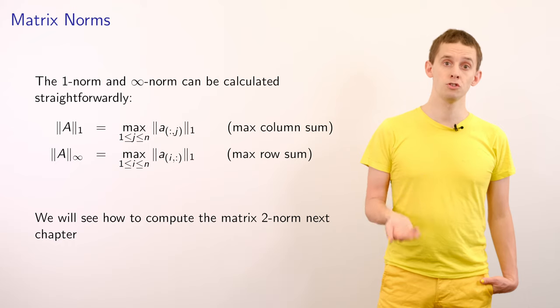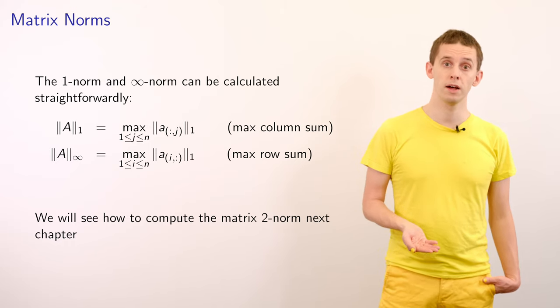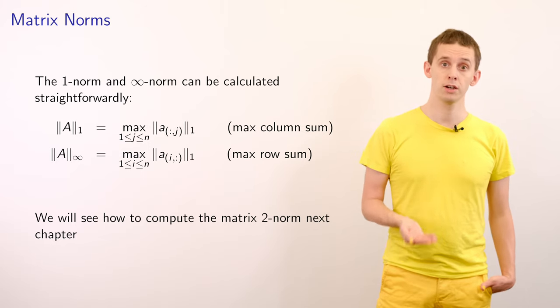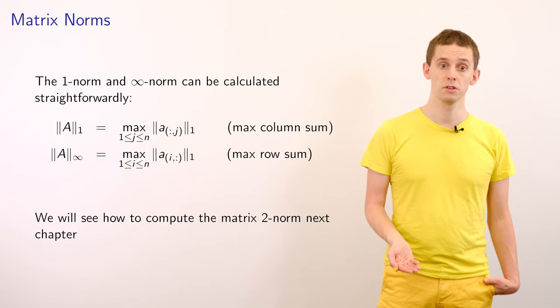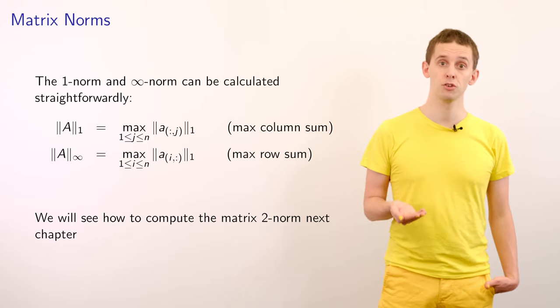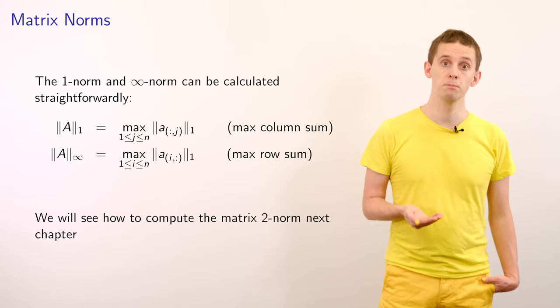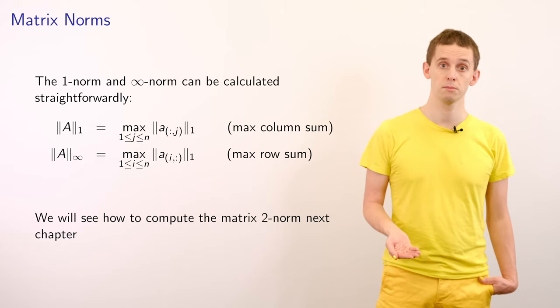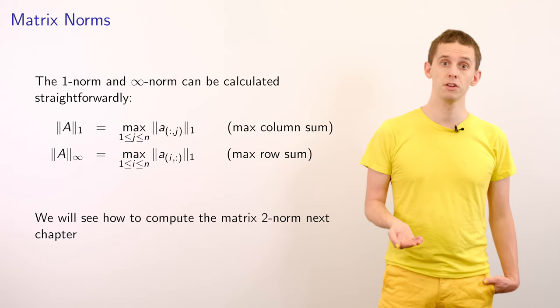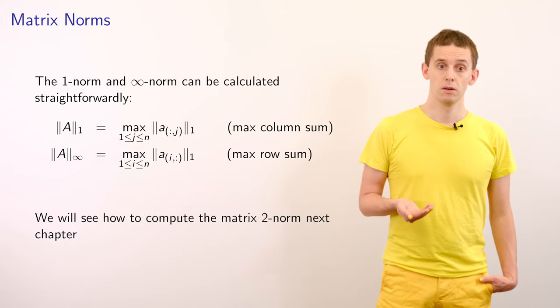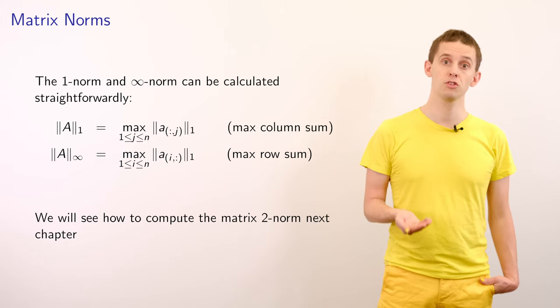So if we look at these induced norms, then it turns out that the induced norms corresponding to the vector 1 norm and vector infinity norm actually work out to have some simple expressions. The induced matrix 1 norm works out to be the maximum column sum over all of the magnitudes of the components in our matrix. Similarly, the induced infinity norm of a matrix works out to be the maximum row sum of the magnitudes of terms in our matrix. So we'll see how to actually compute the matrix 2 norm in a later chapter in this unit.